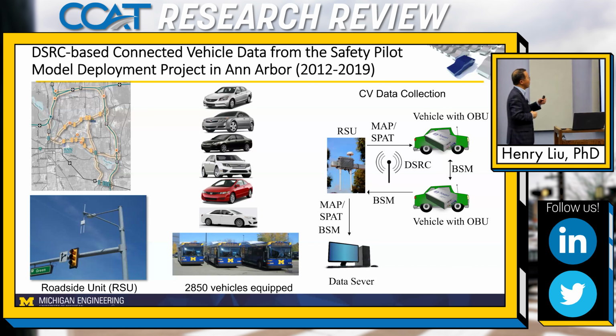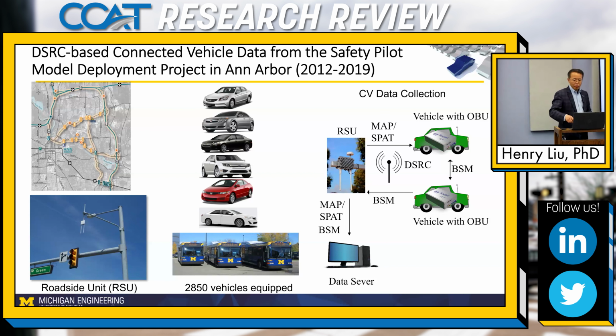At the time, it was still DSRC-based, dedicated short-range communication, so when the vehicle approaches the intersection, the vehicle broadcasts its basic safety message related to its position and speed and things like that, and those messages will be received by the roadside unit. So the roadside unit has every vehicle's trajectory approaching the intersection for those connected vehicles, right? Not every vehicle, because we only have about 2,850 vehicles in the Ann Arbor area equipped with the OBUs.